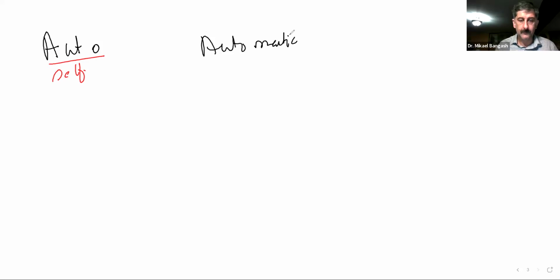Now back to the book. Auto is derived from the word auto, which means self. Just think of the word automatic. Something that happens automatically happens by itself, right?